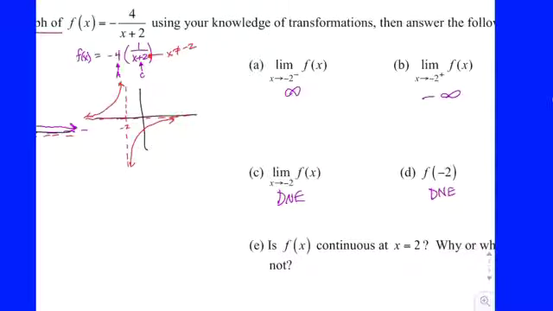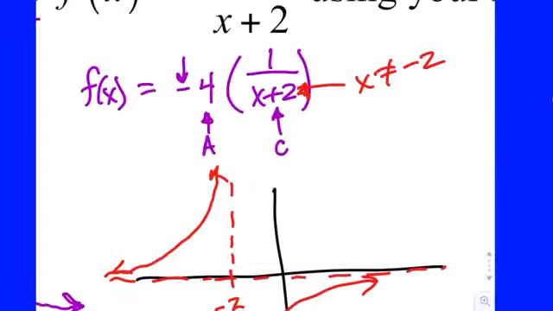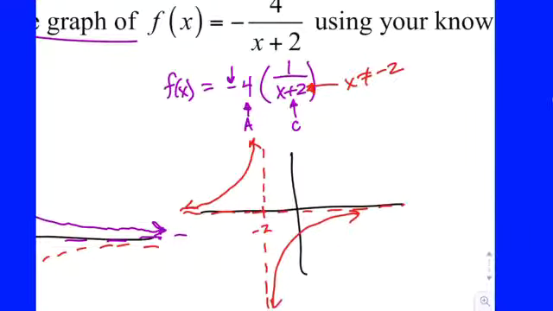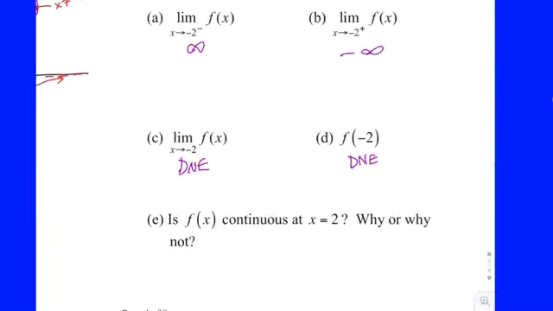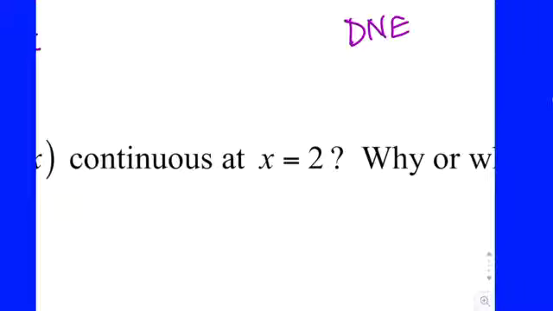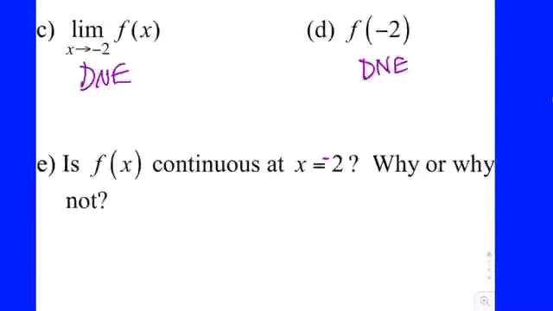How did it reciprocate? The negative right here in front reflected it across the x-axis. Your old standard for reference is x squared and negative x squared, right? x squared opens up, negative x squared opens down. So it reflects across the x-axis. And then the 4 was a vertical stretch. We didn't show that. Now, this is a typo. Is the function continuous at x equals negative 2? That's what it should be.